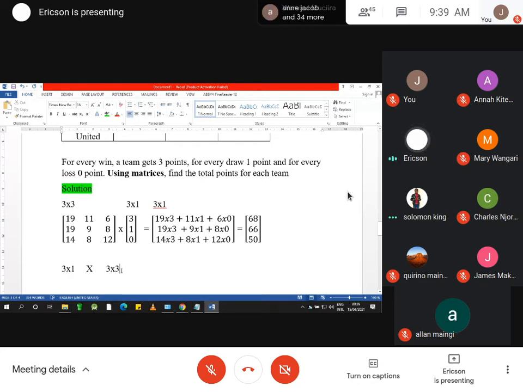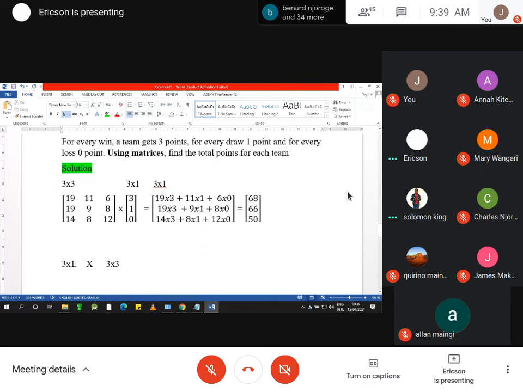I say it again, and I will repeat. It is only possible to multiply two matrices when the number of columns of the first matrix is equal to the number of rows of the second matrix. You can do matrix multiplication when the number of columns of the first matrix is equal to the number of rows of the second matrix.